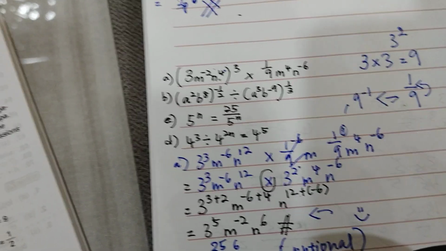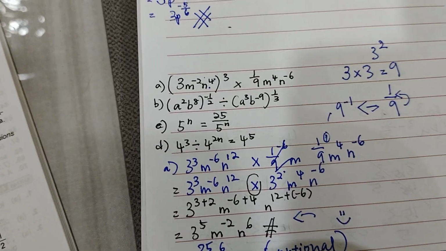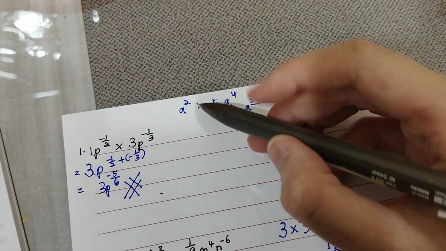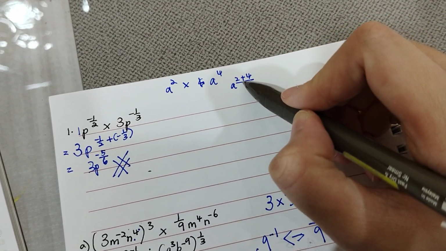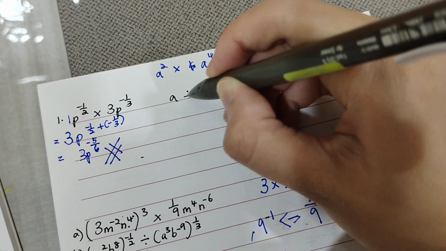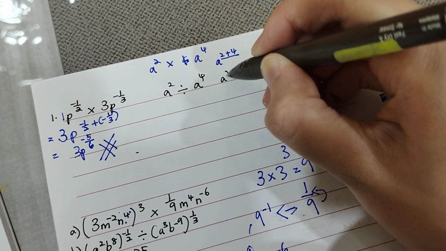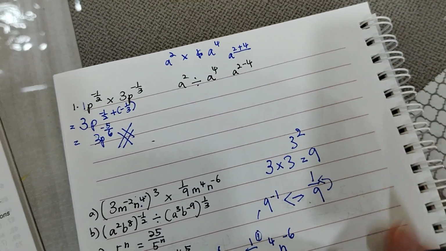Next question we have B. So this is a divide relationship. If times meant that the indices would add, if it is divide, then that would mean they would subtract from each other. Okay?